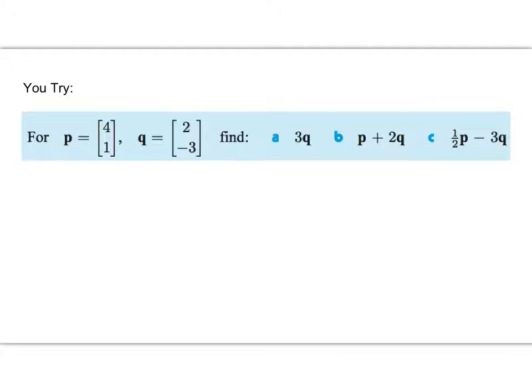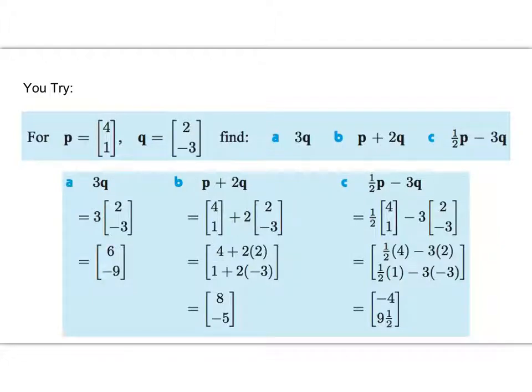Here's a few for you to try. Pause the video, work through the problems, and then come back and check your answers. Okay, hopefully you got the right answers. 3Q is vector 6, -9. P plus 2Q ends up being 8, -5. And then 1/2 P minus 3Q ends up being -4, 9.5. I like 19/2 better, but whatever.